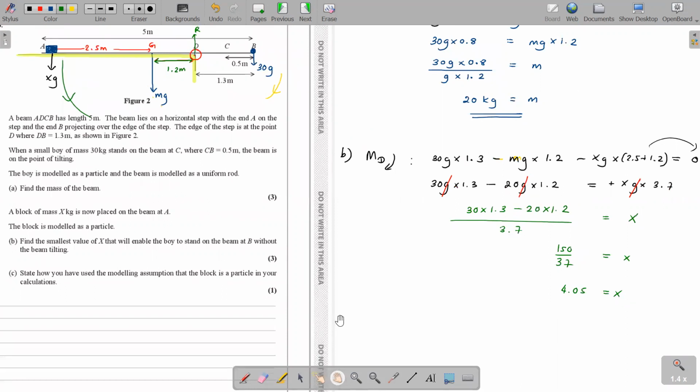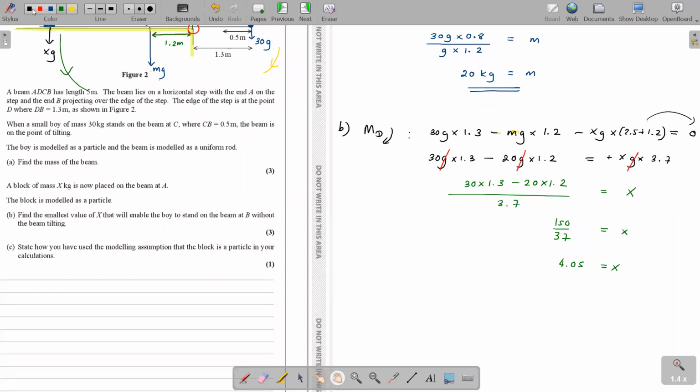State how you have used the modeling assumption that the block is a particle in your calculation. So again, the modeling assumptions are given in your M1 book in chapter 1. They have given a table for the model and the modeling assumption. So this is there in your book. It says for a particle, the modeling assumption is the mass acts at a single point, or the mass is concentrated at a point. So basically write down the modeling assumption.